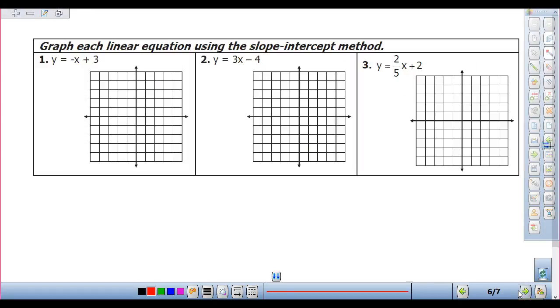Okay? So, first of all, in order to graph, it's got to be y equals mx plus b. Okay? My slope is what? Negative 1. My y-intercept is 3. All right. So my y-intercept is going to be my starting point. Okay? So it's always going to start on the y-axis. And on the y-axis, it's going to start at where? 3. So go on the y-axis and put a point at 3.